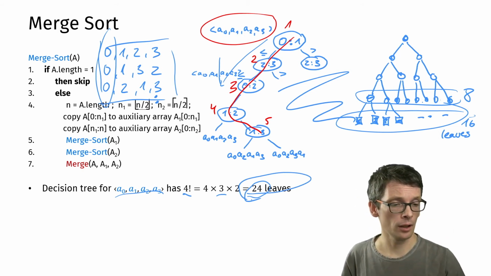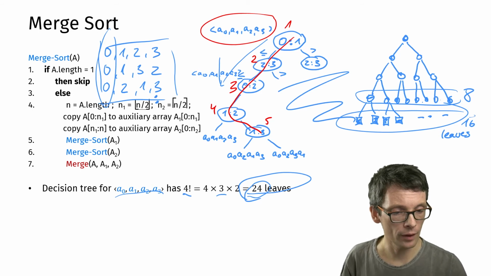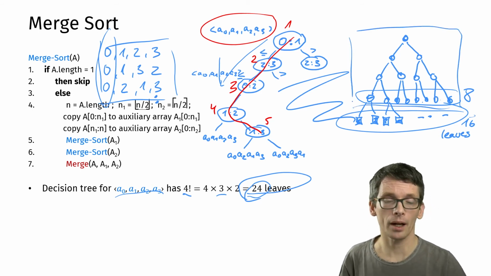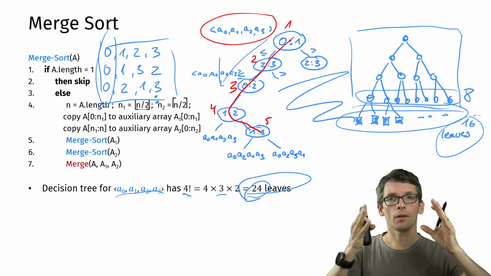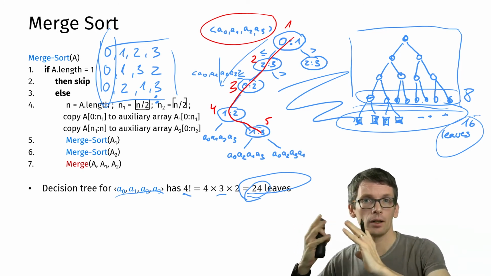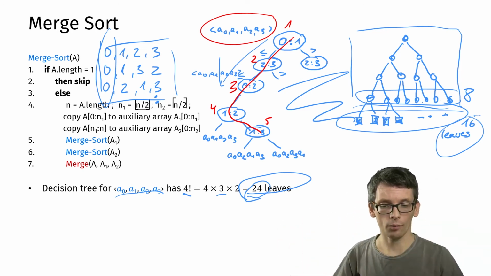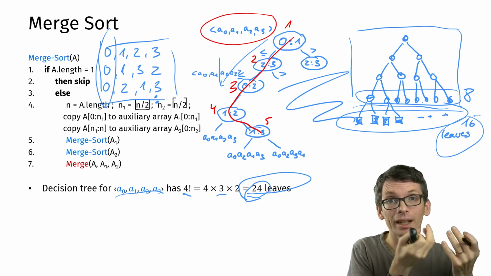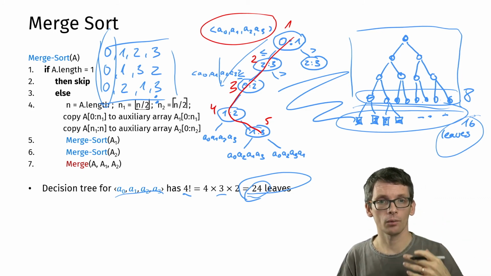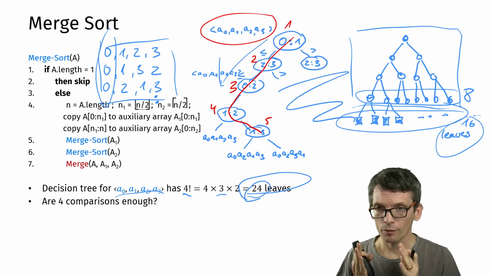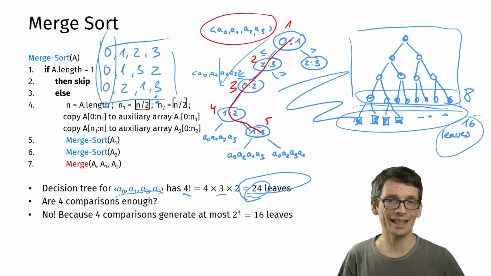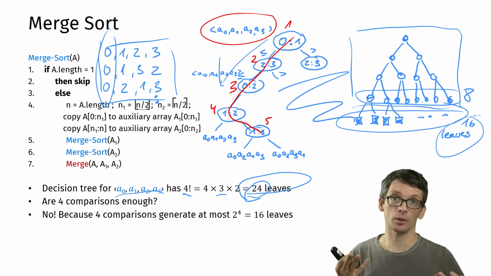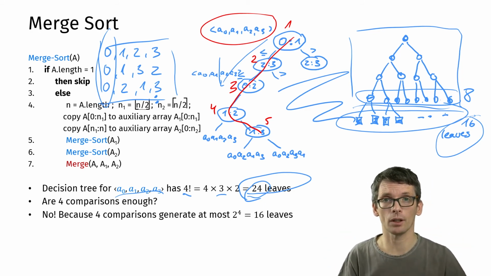That means that if I only allow 4 comparisons, I have too few leaves. If I have fewer leaves than the number of possible inputs, it means that at least 2 inputs will end up in the same leaf, and that will give us our contradiction. So 4 comparisons are not enough because we only get 16 leaves. And 5 comparisons is what an optimal algorithm can do, because with 5 comparisons I can get 32 leaves.